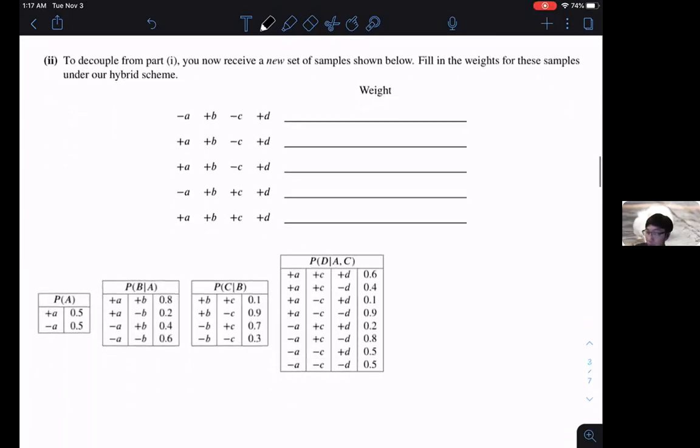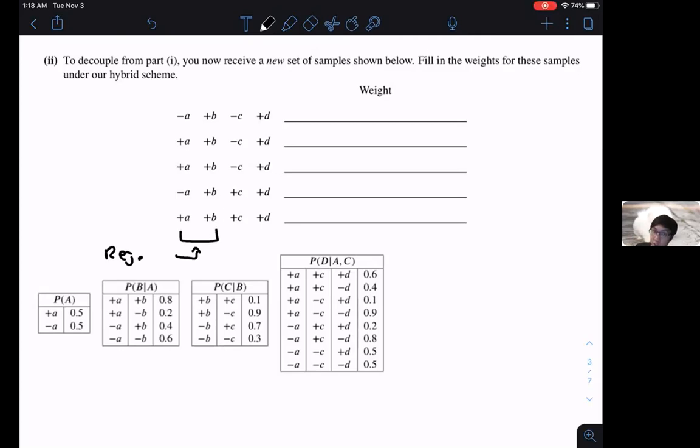Okay, now for the next part, we're decoupling away from the previous part. Now we have a new set of samples and we want to fill in the weights for these samples using our hybrid scheme. Recall with likelihood weighting, the way that we determine weights is for each of our evidence variables, we take the probability of that variable given the rest of our other variables in the sample and then multiply by 1 to get our weight. The first thing to notice about this hybrid scheme is that A and B were set from rejection sampling. So we don't need to consider them for the weight in the likelihood weighting part of our scheme.